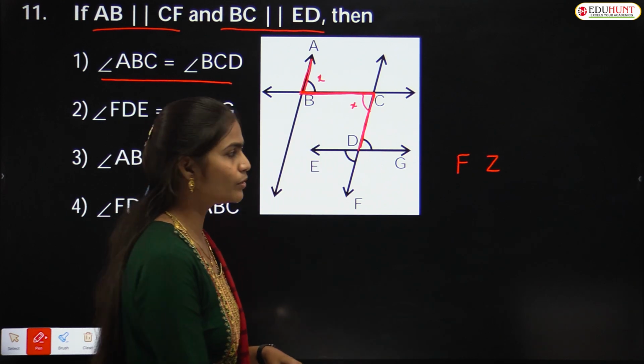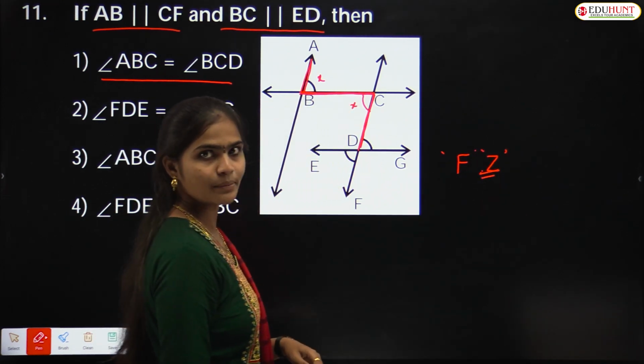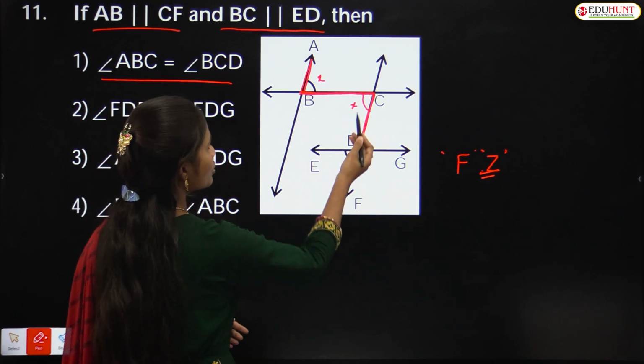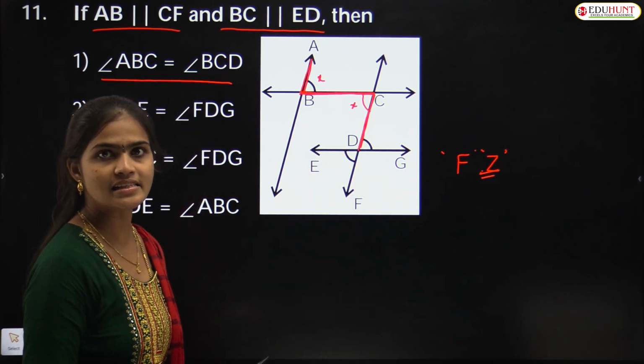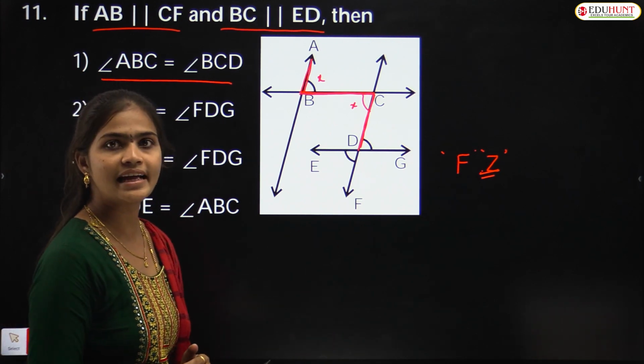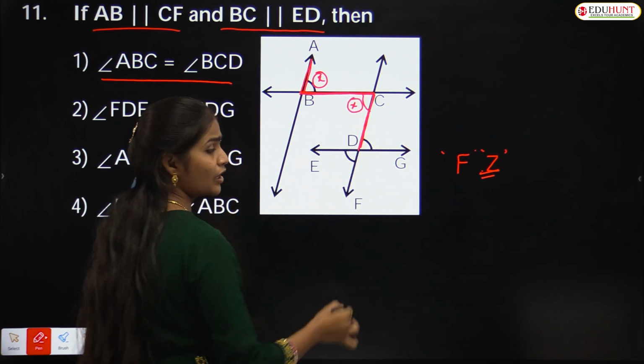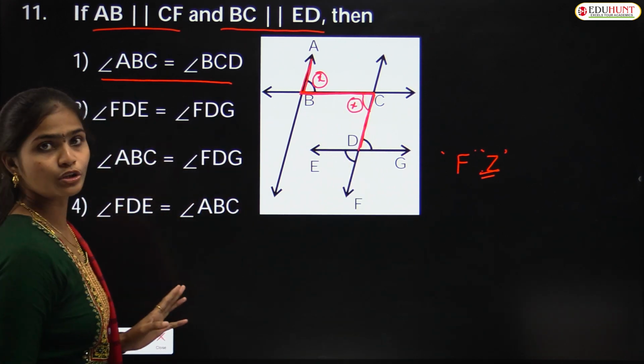Any one of the shape, no. So which shape is there here? We can observe that Z shape. So Z shape means those two are alternate interior angles. We know that if the given lines are parallel, then alternate interior angles are equal, no? So here these two angles are equal. That's what is given in that question also.